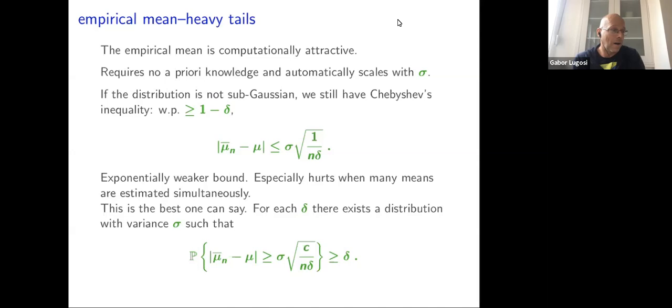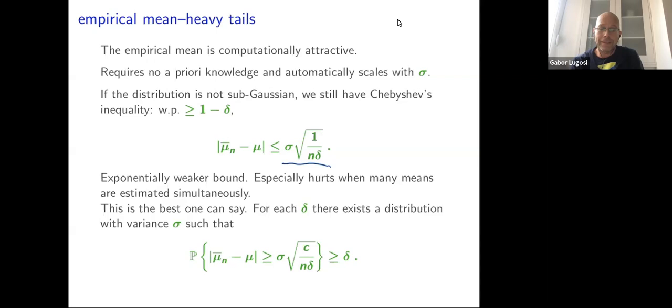Even though it's computationally very simple, computing the empirical mean is trivial, the problem is that if we don't have a sub-Gaussian distribution, then all we can say is what we get from Chebyshev's inequality. So in the rest of the talk, I will assume that the second moment of the random variable exists. The variance is assumed to exist, and I will try to explain why this is a reasonable and interesting assumption. But we don't want to assume anything else. In particular, we want to allow for heavy tails.